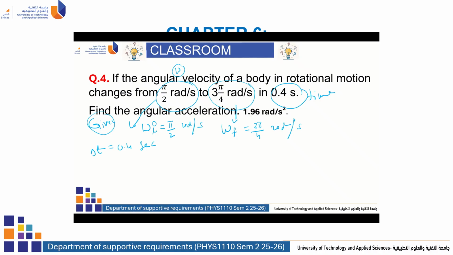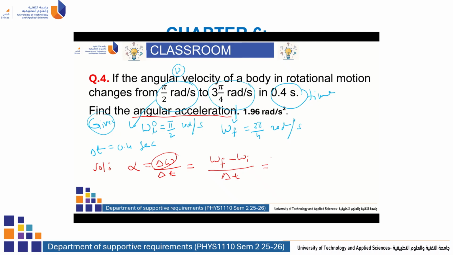Now they are saying find the angular acceleration. So we have to find the value of alpha, the angular acceleration, and the formula for this is delta omega divided by delta t, the change in the angular speed over the change in time. Opening this, it will be omega f minus omega i, divided by the change in the time.